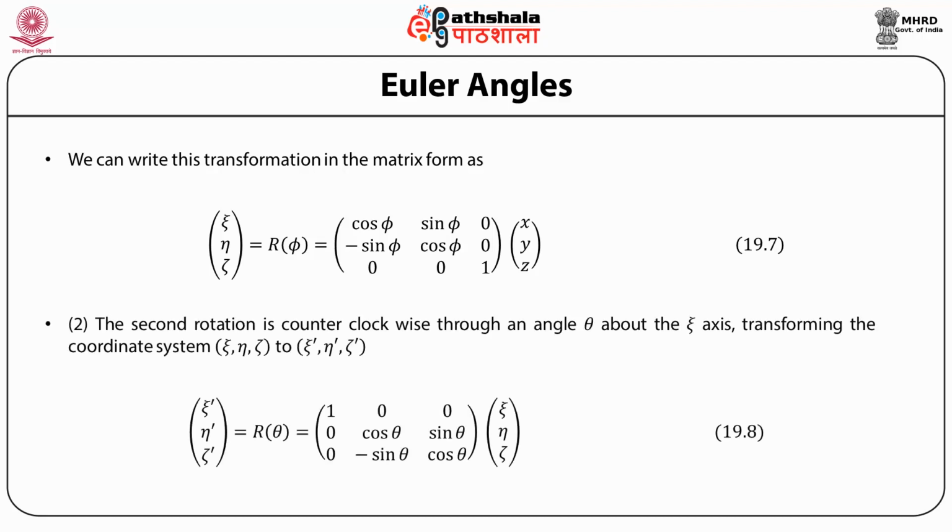The second rotation is counterclockwise through an angle theta about the xi axis, and this transforms the coordinate system from xi, eta, zeta to xi prime, eta prime, zeta prime through the rotation by an angle theta, again in the form of a similar equation as we have for the rotation by the phi angle, and therefore we can write xi prime, eta prime, zeta prime is equal to a 3 by 3 matrix as shown in equation 19.8 acting on the vector xi, eta, zeta.